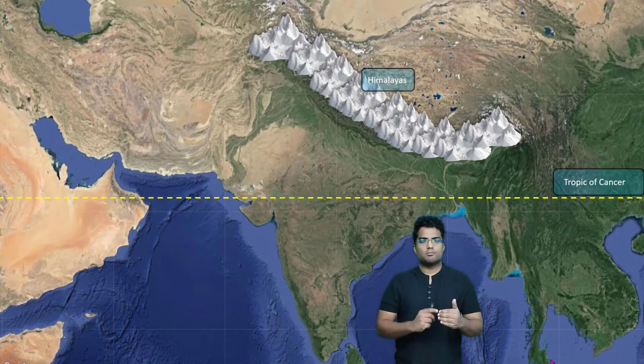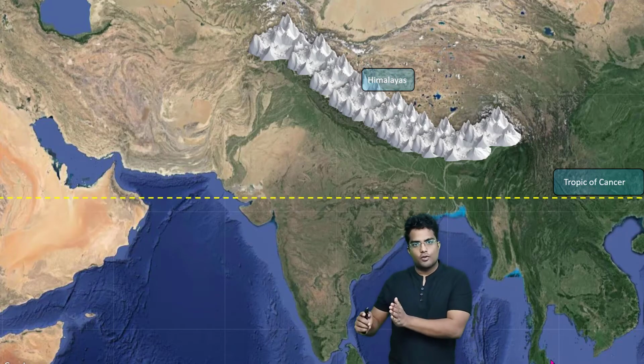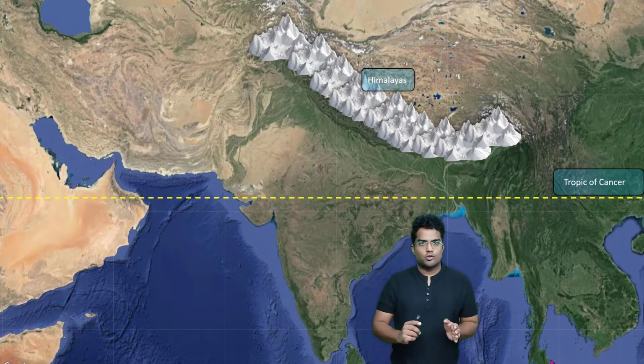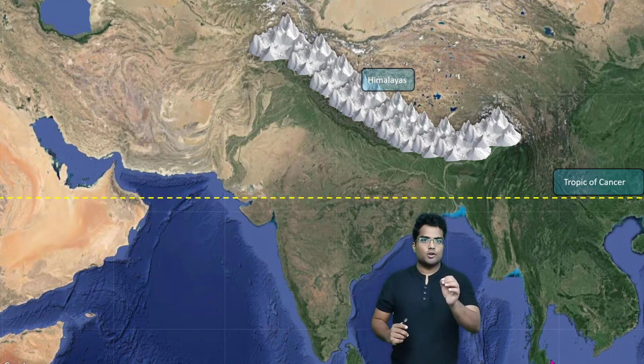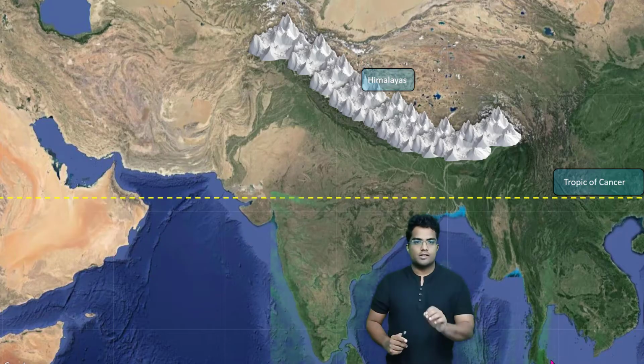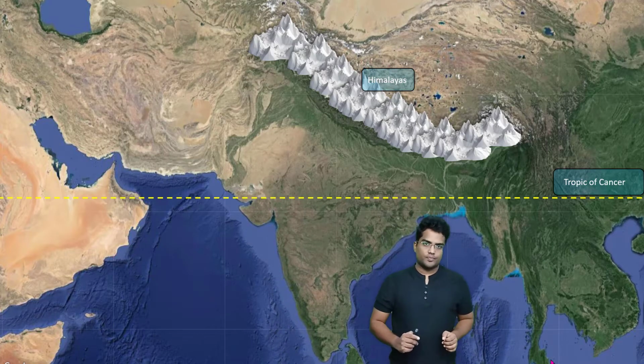Now this part is something that I'm going to repeat before we talk about any range. So you can just skip this part if you have learned about this, but I'm going to repeat this before the start of any range because this is pretty important, right? So you have the Himalayas and you have the Tropic of Cancer.